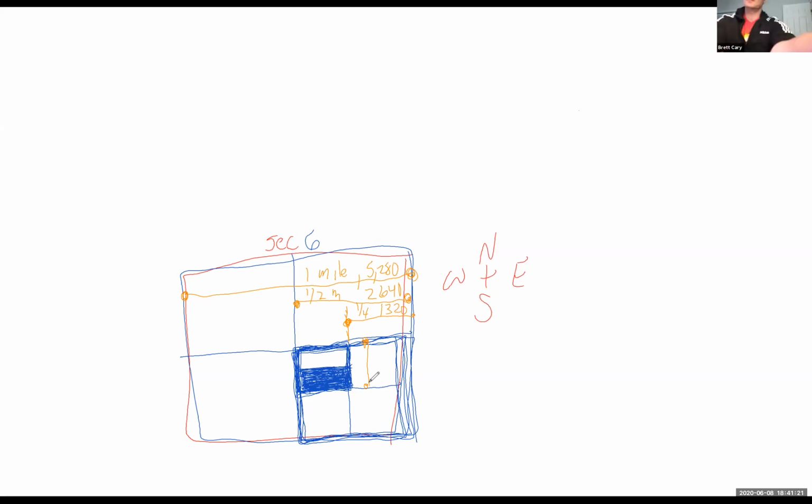Is that 2640? No, because a full mile from this way all the way down here would be a full mile, right? Oh, okay. Yeah, okay. So from here to here is 2640. And then from here to here is 1320. And then, again, from here to here is 1320. So from here to here is what? Half of 1320, which is what?